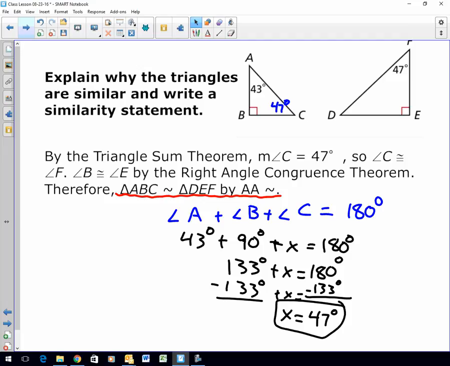This week is what we're concentrating on. I know that E and B are congruent to each other because I know what the right angle box means. Therefore, our two triangles are similar.